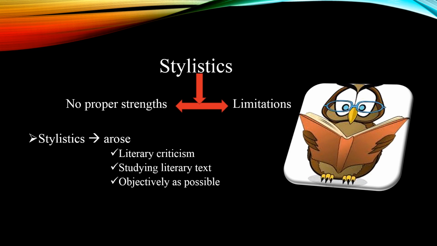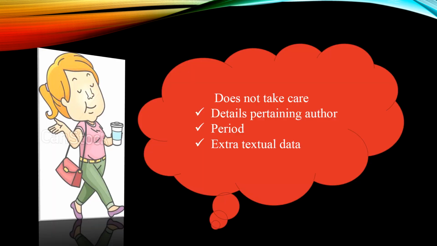As per the study of stylistics, there were no proper stances and they started to emerge with some limitations. Stylistics arose in the form of literary criticism, and people started to analyze the literary text while studying literary criticism. So when they are analyzing the literary text and literary criticism, we could see the major objective as possible will be there in the stylistics.